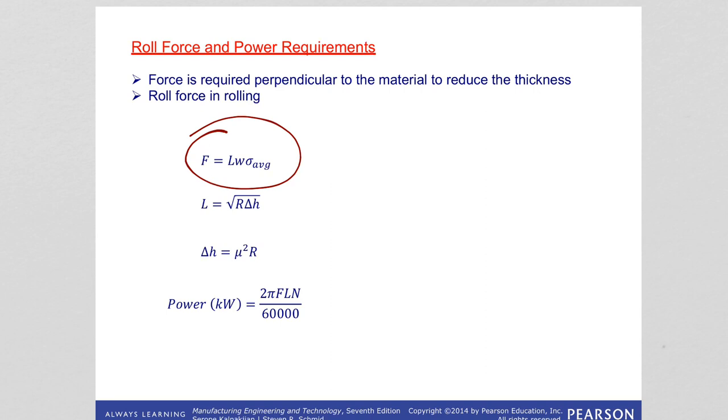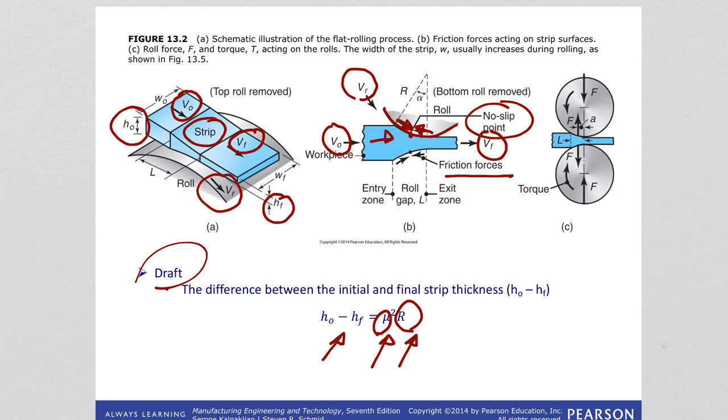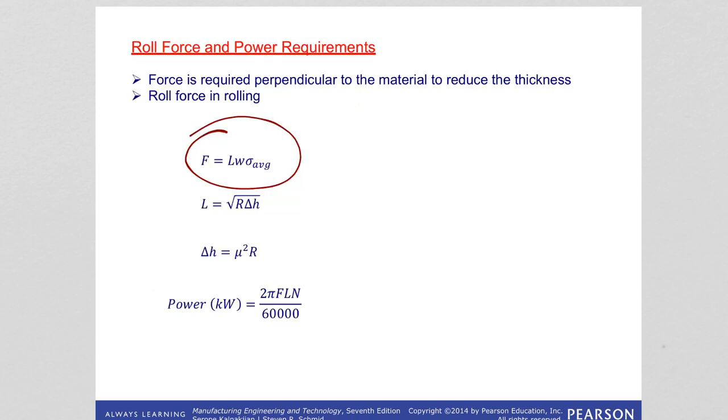So the width is shown here with W, the width of the strip, and then L is the contact length, the contact between the rolls and the strip. Okay, so this length is approximated as the square root of R times delta H.